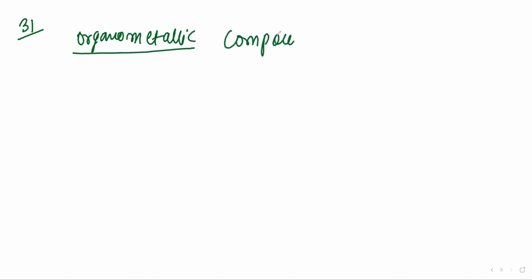Now see question number 31. Which of the following is an organometallic compound? Organometallic compound, right, has sigma and pi bond. It was asked in 2001. So see the C option.